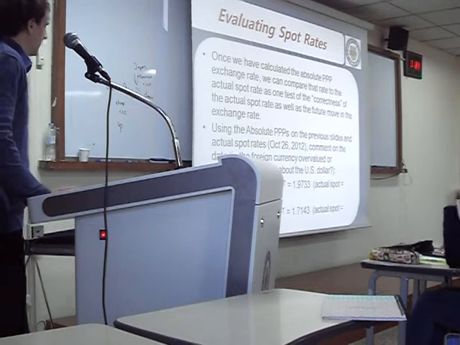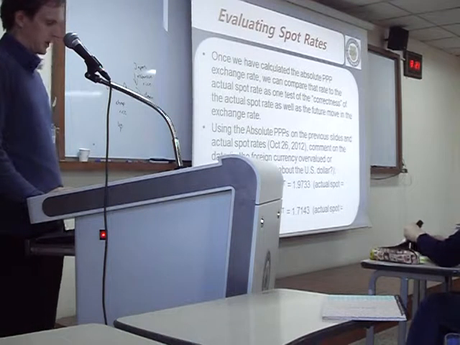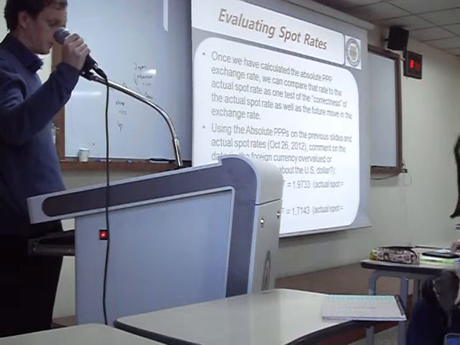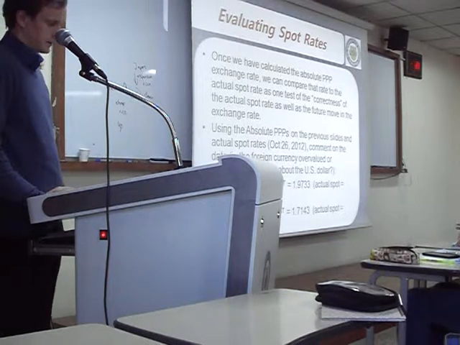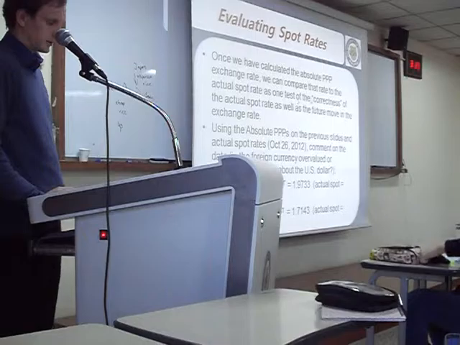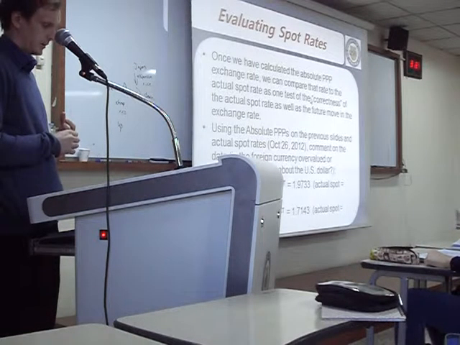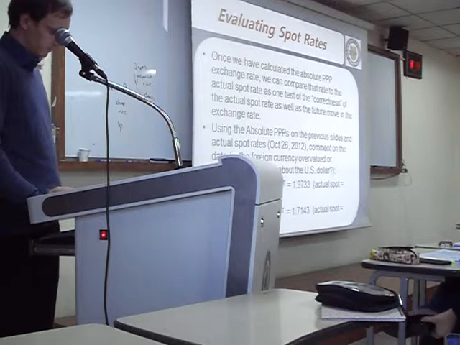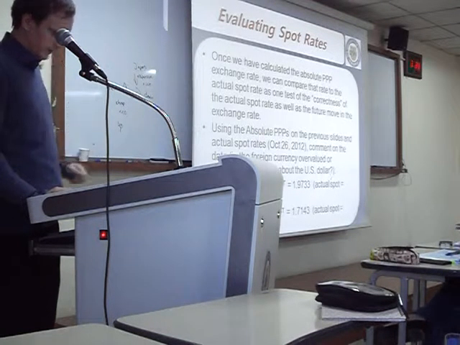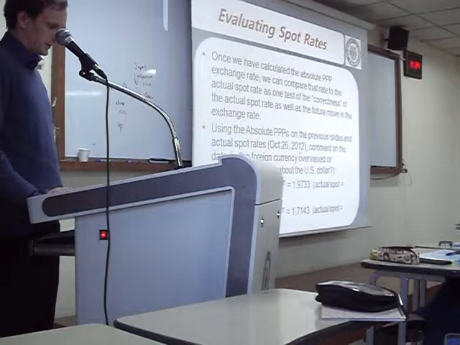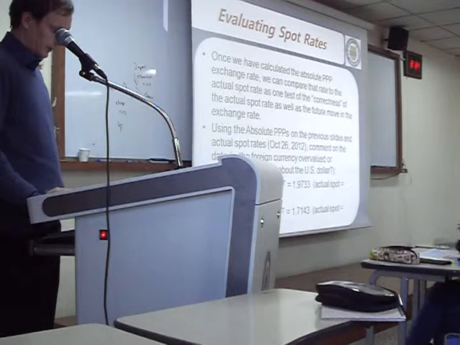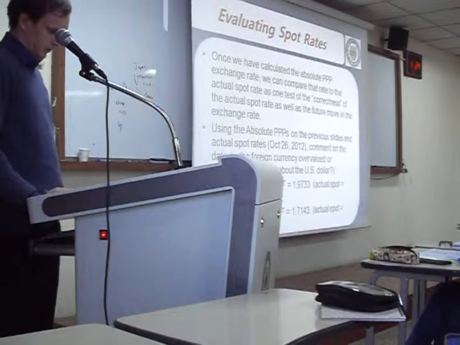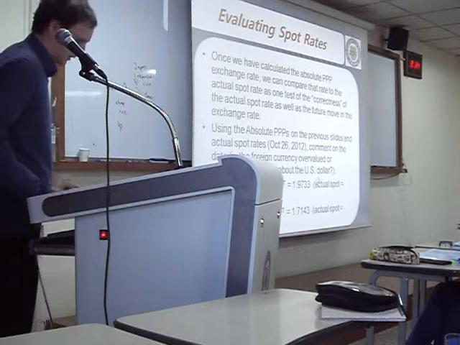So now we calculated the absolute exchange rate by comparing the price of the vanilla latte or the basketball. We can compare this to the actual spot rate to test the correctness of the spot rate, as well as to think about the future movement. So, looking at the previous slides, comment on the data. Is the foreign currency overvalued or undervalued? What about the US dollar?